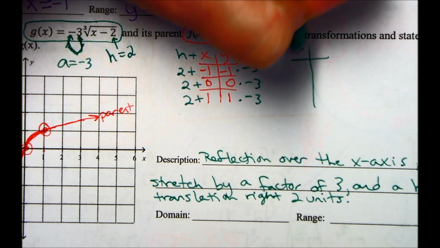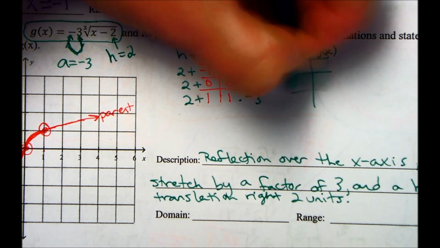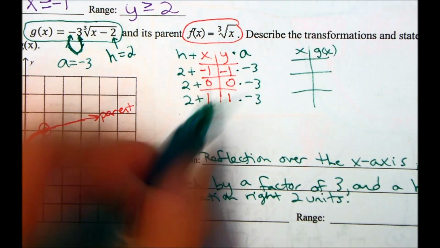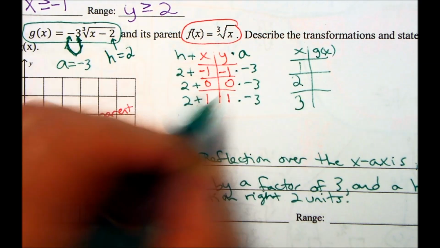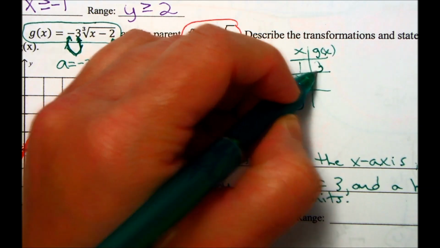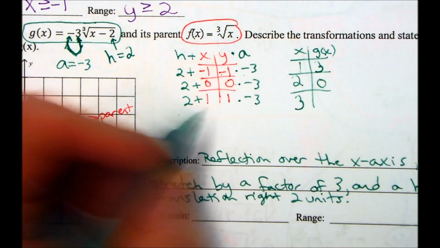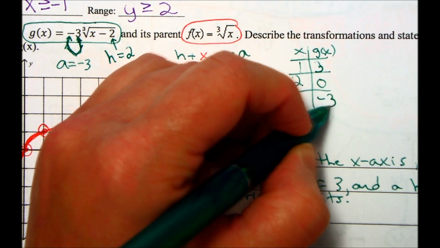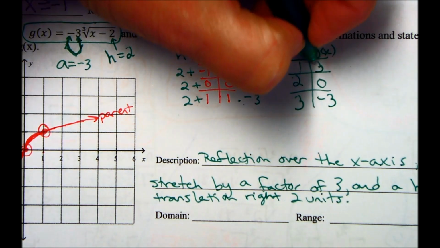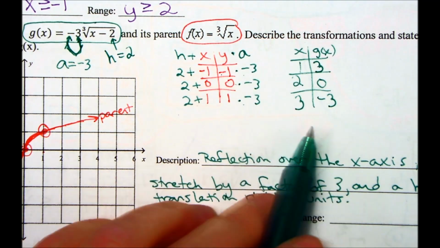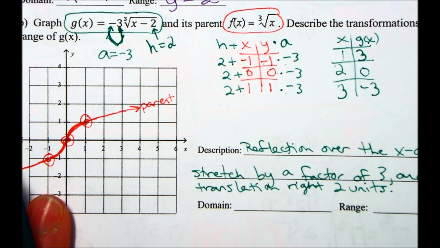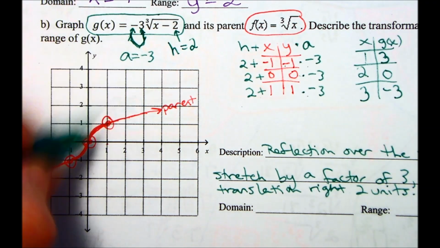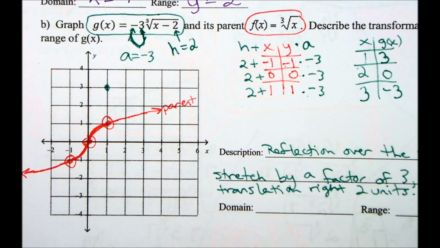So then my new table for g of x, just do my simple computation here. 2 plus -1 is 1. 2 plus 0 is 2. 2 plus 1 is 3. -1 times -3 is 3. 0 times anything is 0. 1 times -3 is -3. So you want to make sure that you double check all your calculations to make sure that these are right and everything matches up. So when I graph these points now, 1, 3 is right here.